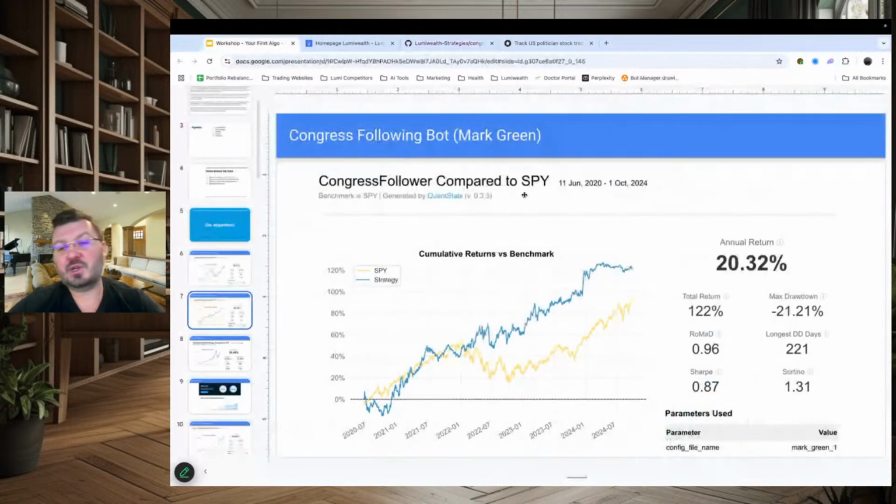As I mentioned, you could also customize this thing to follow other Congress members. Here, for example, is Mark Green, who is a Republican out of Texas. He's very good at trading oil stocks. We actually copied his portfolio. You can see this is the back test of his portfolio versus the S&P 500. What recession?